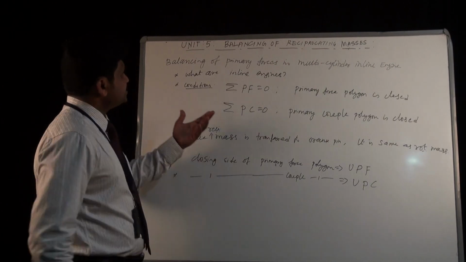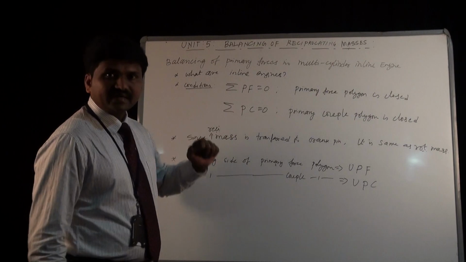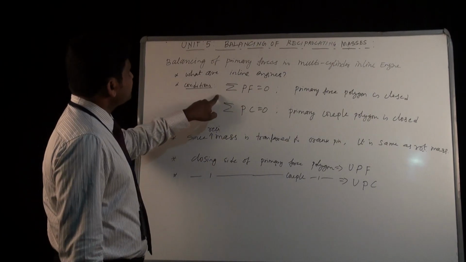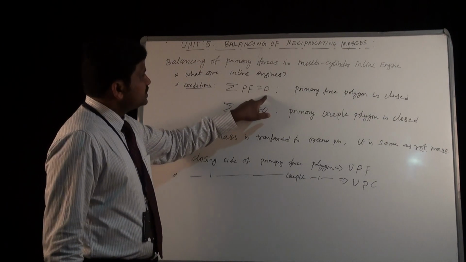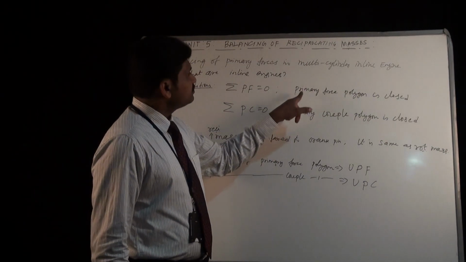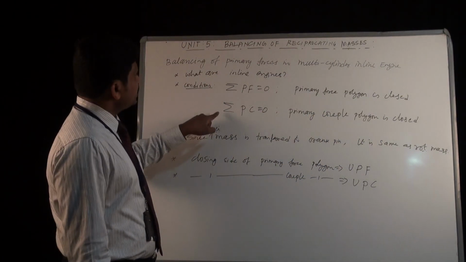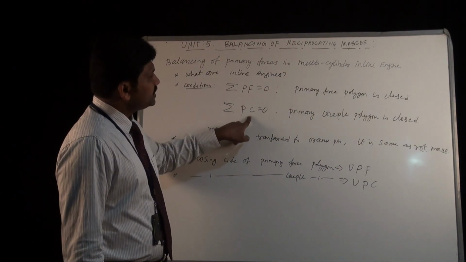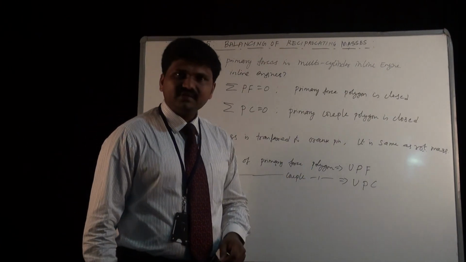So what are the conditions for the primary balancing of a multi-cylinder inline engine? First of all, the summation of all the primary forces must be equal to 0. In other words, the primary force polygon must be closed. Secondly, the summation of all the primary couples must be equal to 0. In other words, the primary couple polygon must be closed.